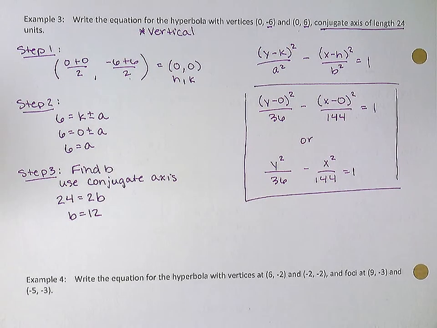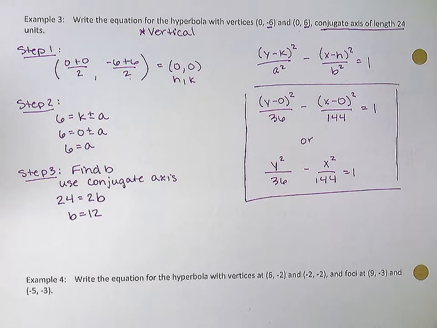Okay, questions on example 3. So it's the same process over and over again. You're finding h and k, you're finding a, and you're finding b. Questions on those first three? I have one more where our center isn't at 0, 0.